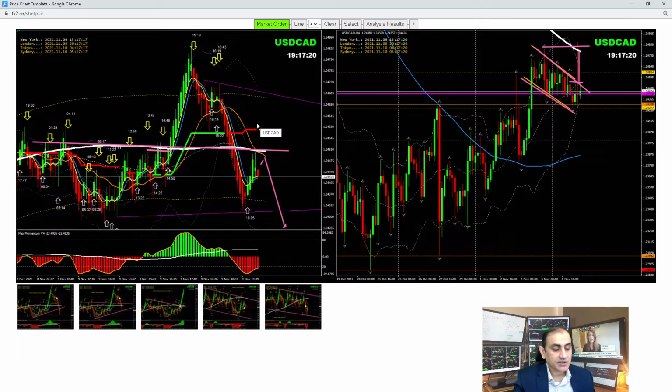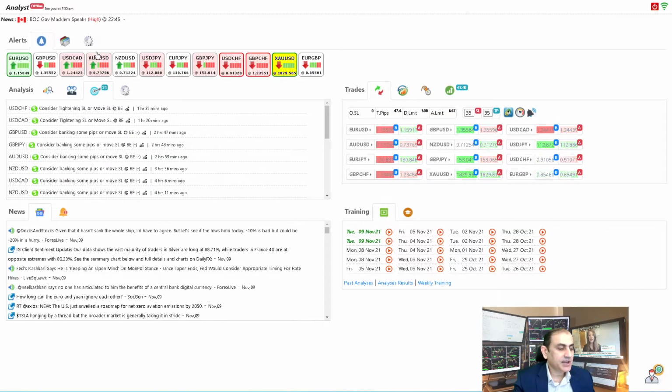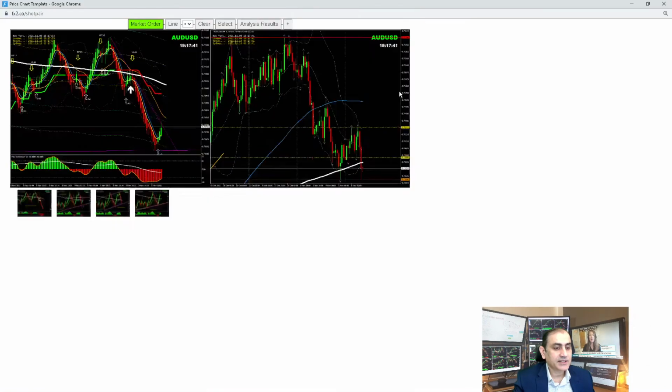Actually, I think there's one high impact news tonight. We'll see how that's going to impact the Dollar CAD. All right, so the best trade we had today morning was Pound Dollar, breakout long and short trade here. And another interesting trade we had was on Aussie Dollar and Kiwi Dollar.